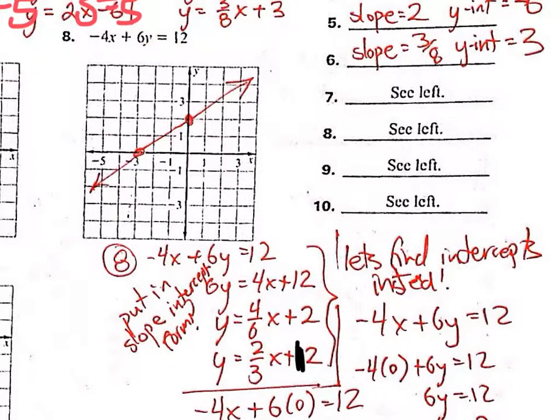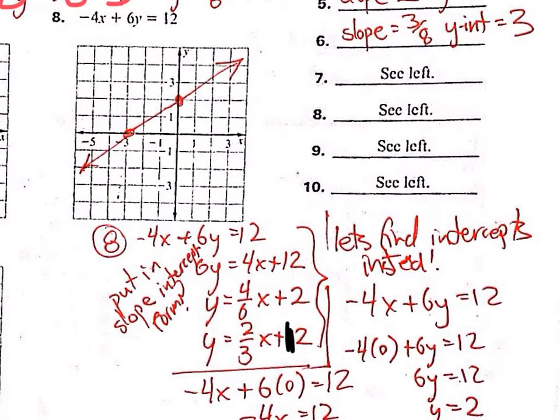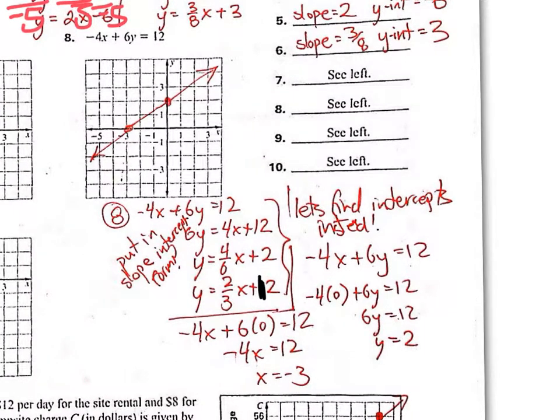4 goes into 12 and 6 goes into 12, nice and even. So I put in a 0, solve for y, and got y equals 2. So put the point here. Plugged in a 0 for y, solved for x, and got x equals negative 3. So I plotted that point here. Alright, and then connect them, and there's our line. So you could do slope-intercept form if you wanted, or you could find the intercepts like I did, plot them. You're going to get the exact same line either way.